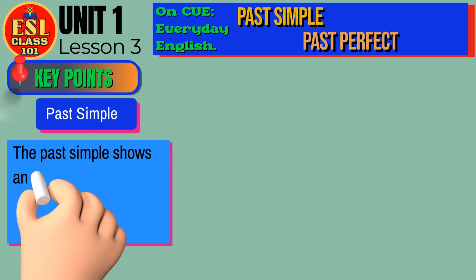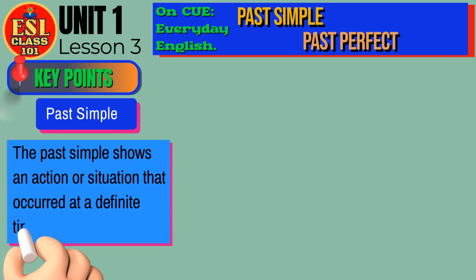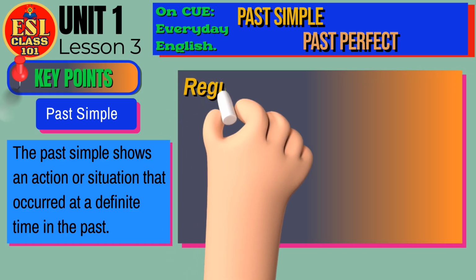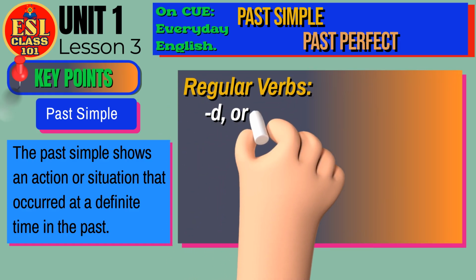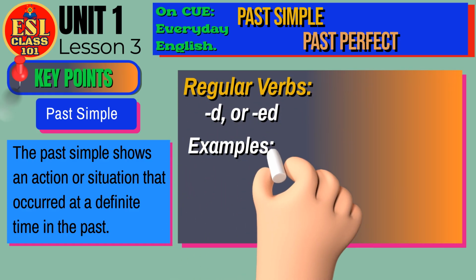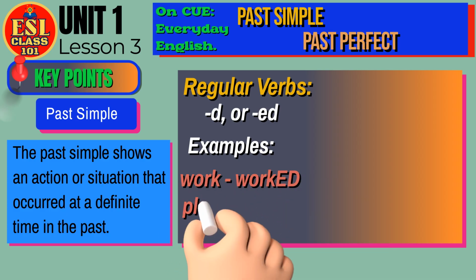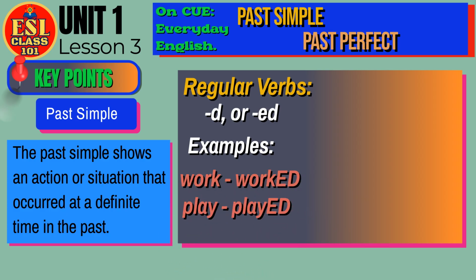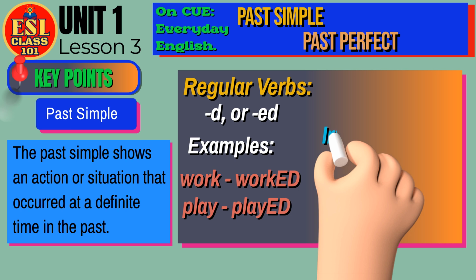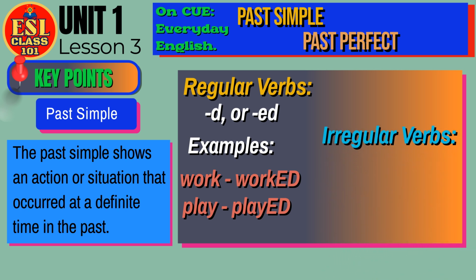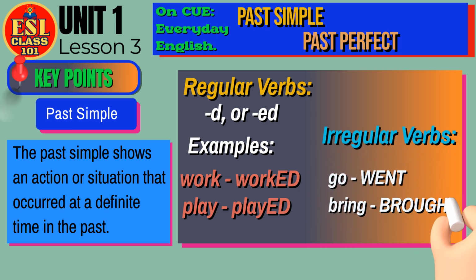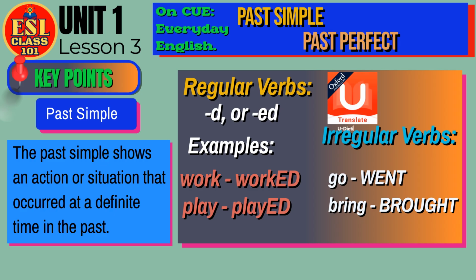The past simple describes actions that happened at a definite time in the past. For regular verbs, we add d or ed to the base form, such as work becomes worked, and play becomes played. Irregular verbs change spelling completely. For example, go becomes went, and bring becomes brought. Remember, when in doubt about whether a verb is regular or irregular, your dictionary is your best guide.